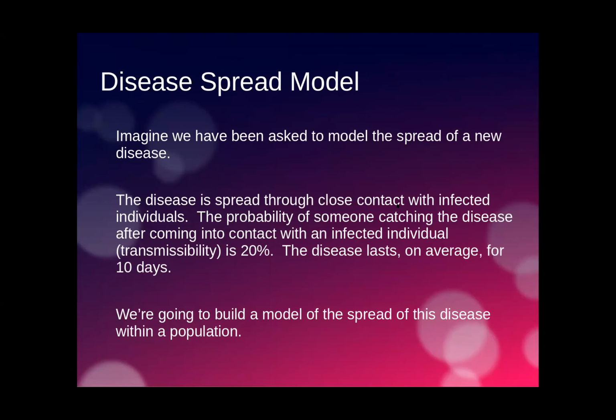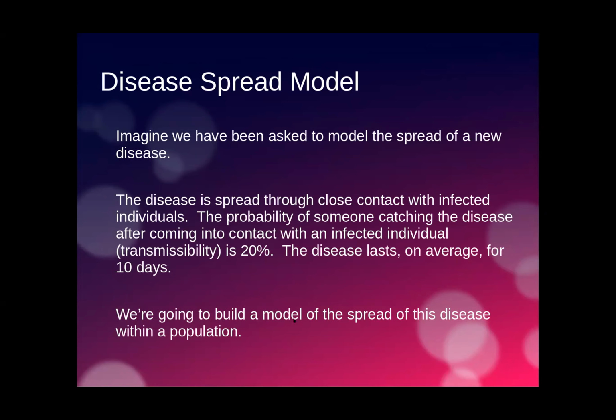Okay, so here's what we're going to do. Imagine we've been asked to model the spread of a new disease. This disease is spread through close contact with infected individuals. The probability of someone catching the disease after coming into contact with an infected individual, which is known as the transmissibility, is 20%. And the disease lasts on average for 10 days. So we've got people who are infectious, and if they come into contact with an uninfected individual, there's a 20% chance that they will pass it on. And on average, the disease lasts for 10 days, although obviously there'll be some variability in terms of how long it lasts for particular people.